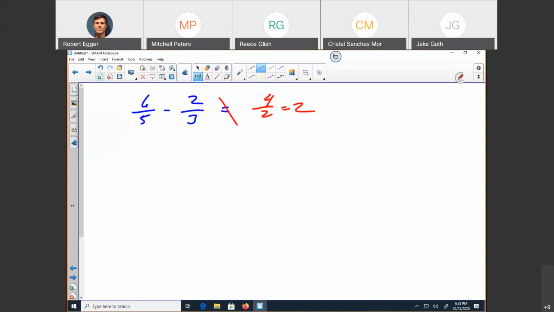How do we do that? By multiplying by the number to make them look alike. Of course, you got to remember to do the same thing to the top. Because 3 over 3 is 1, 5 over 5 is 1. We haven't really changed the problem none. So 6 times 3 is 18 over 15. 2 times 5 is 10 over 15.